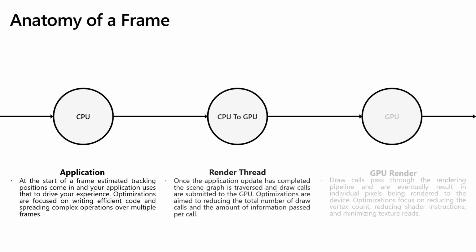At the end of that process, your scene gets taken to the render thread. This is responsible for turning that scene into draw calls, sending them up to the GPU. It's really just a transfer step. So what we want to do to optimize this step, minimize draw calls. And finally, those draw calls show up on the GPU where they're going to get turned into pixels. So we want to optimize this step by speeding that process up, reducing the number of vertices in our meshes, reducing the number of texture reads, reducing the complexity of our shaders.